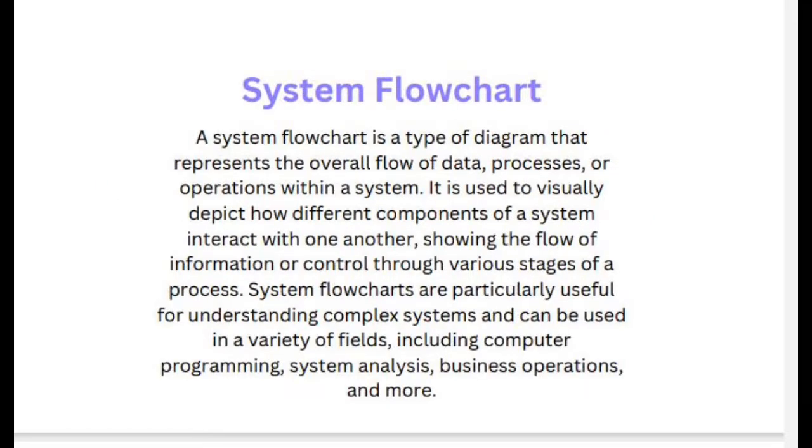System flowchart. A system flowchart is a type of diagram that represents the overall flow of data, processes, or operations within a system. It is used to visually depict how different components of a system interact with one another, showing the flow of information or control through various stages of a process. System flowcharts are particularly used for understanding complex systems and can be used in a variety of fields, including computer programming, system analysis, business operations, and more.